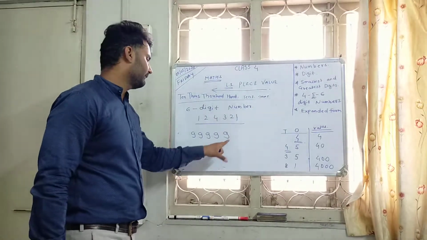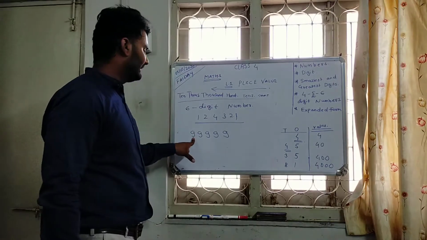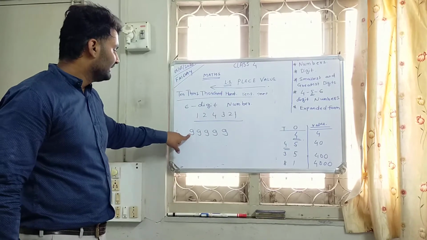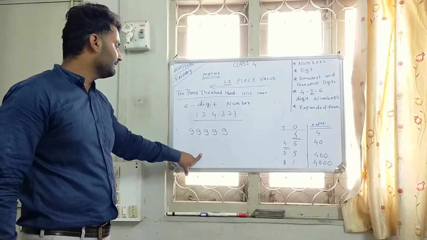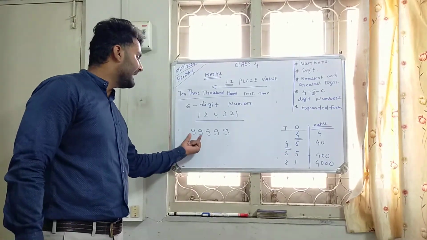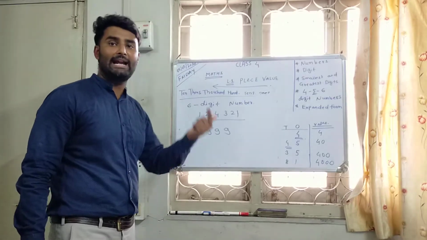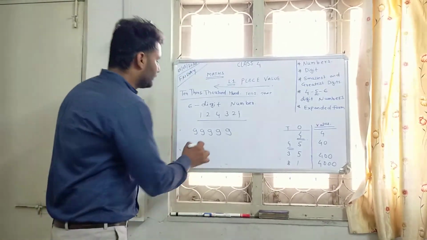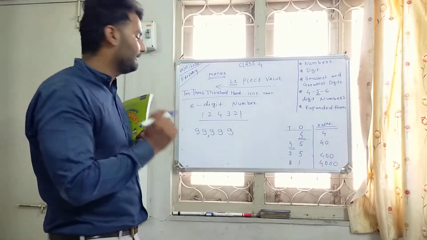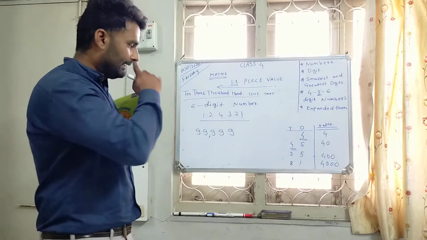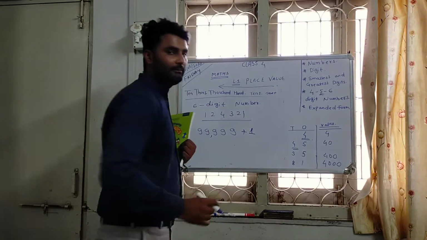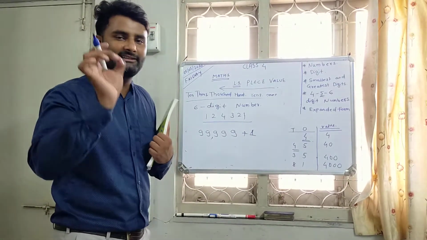It is a combination of 9 five times: ones, tens, 100, 1000, 10,000. That means the last digit is at the 10,000 place. That is 9 times 10,000, 9 times 1000, 9 times hundreds, 9 times tens, and 9 times 1. That means 99,999. As I told you, we give a comma after the 1000 period. If I add only 1 to it, I'll get my smallest 6-digit number.